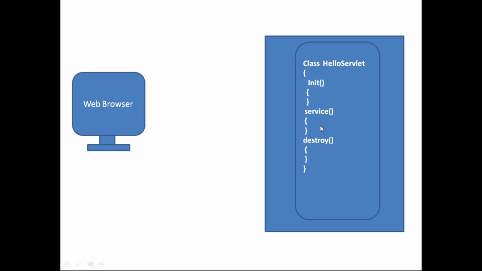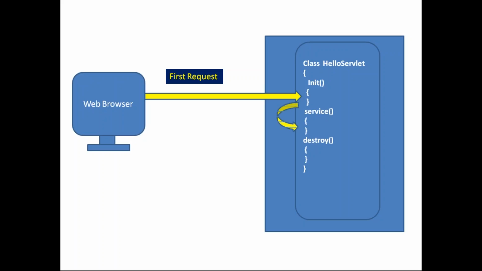Now, an interview question is: when is the init method invoked? When we write servlet code and deploy it on the server, and a user accesses that servlet for the first time, this is the first request for the servlet, not for the client. First of all, the init method is executed. After that, execution goes automatically into the service method, which contains all the business logic code. Then that code is executed and the response is written by the service method to the web browser.